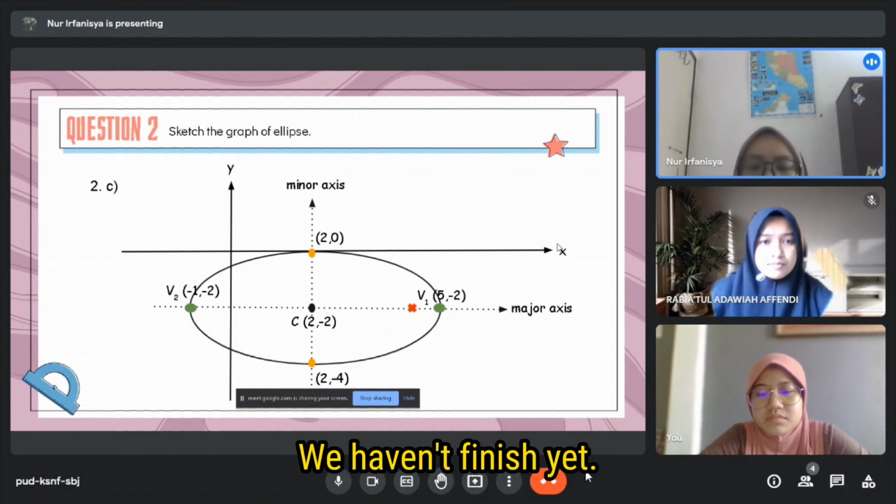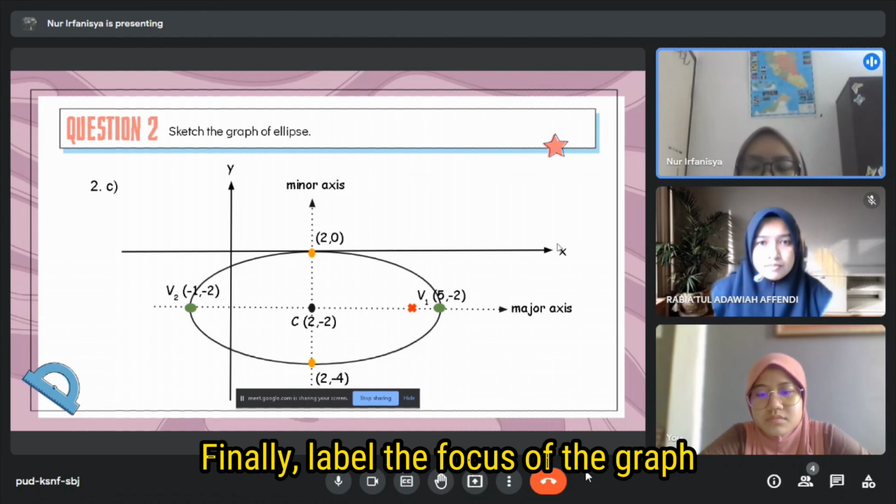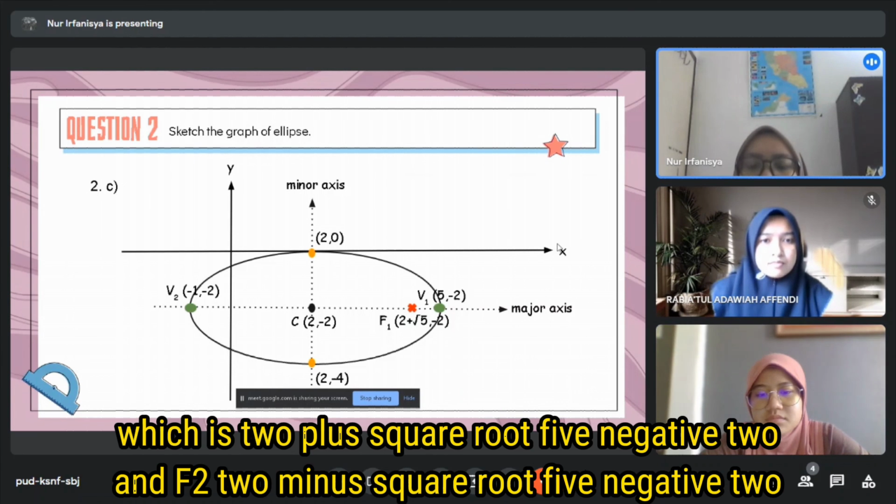We haven't finished yet. Finally, label the foci of the graph, which are F1, 2 plus square root of 5, negative 2 and F2, 2 minus square root of 5, negative 2.